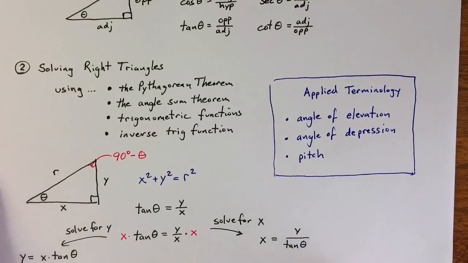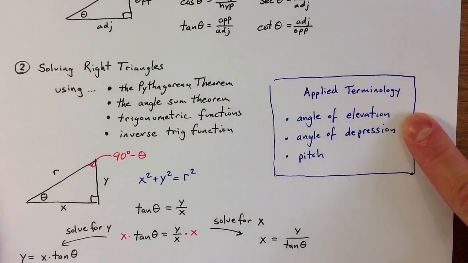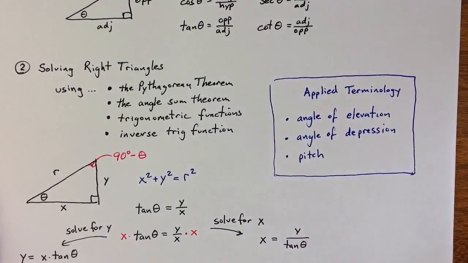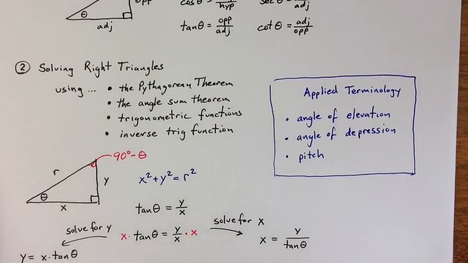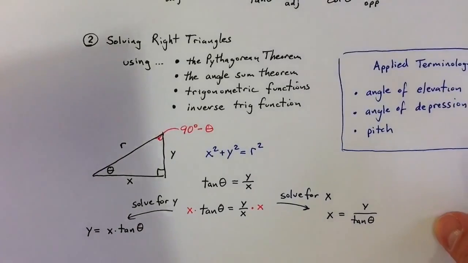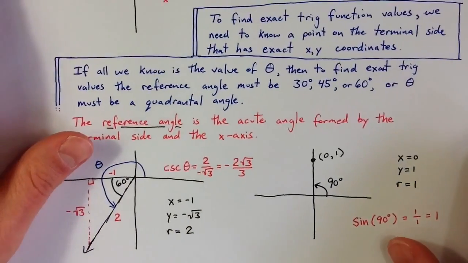The process of solving right triangles can be an important part of applied problems, and related to those are some terms, angle of elevation, angle of depression, and pitch, that are helpful in setting up the diagram needed to solve those sorts of problems.